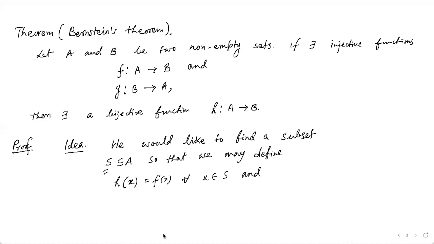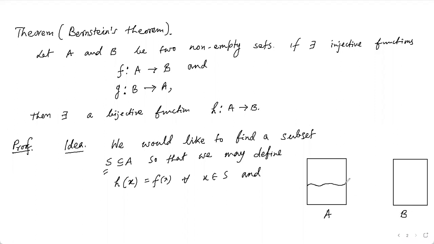And so let me draw a picture. Suppose this is A and this is B. We would like to find a subset S. So suppose this is S, and from A to B we have injective function F, and from B to A we have injective function G. So on S, suppose this is F of S. So this portion is A minus S, and this portion is B minus F of S.